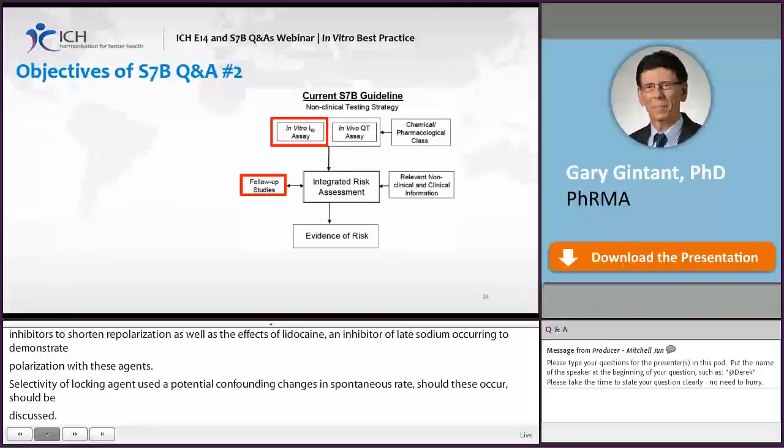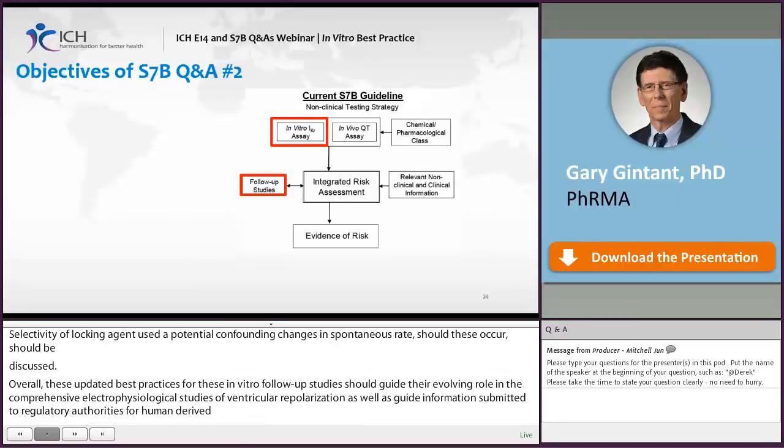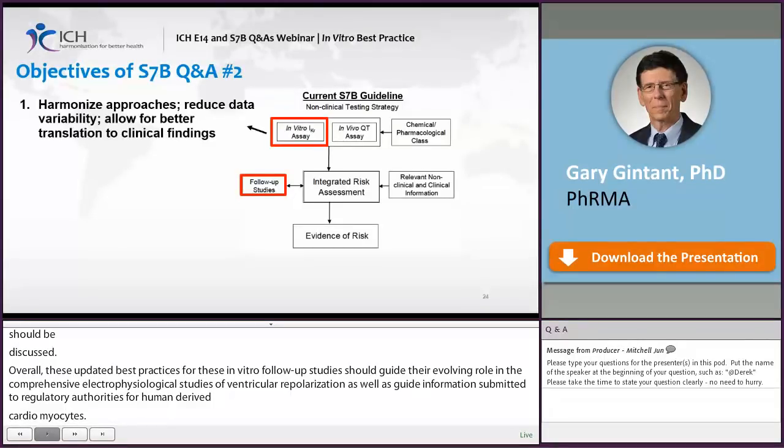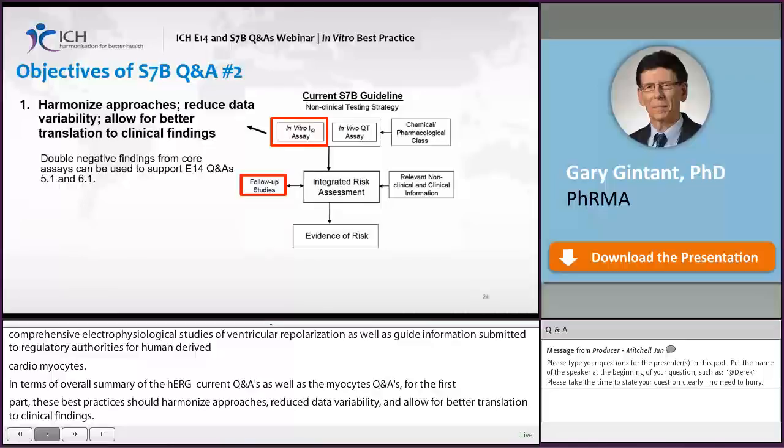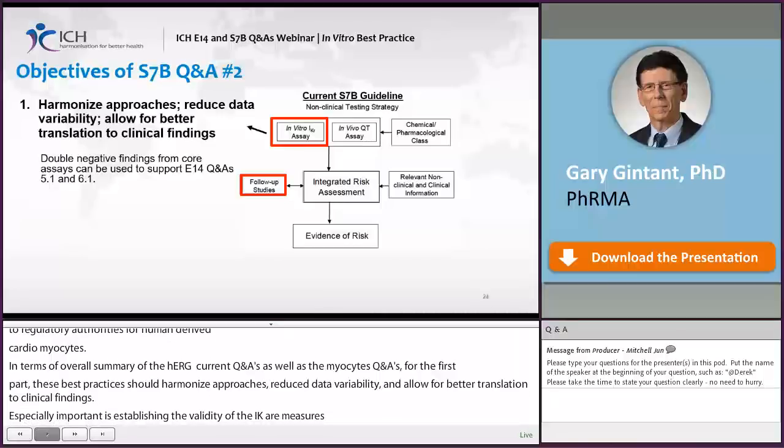In terms of an overall summary of the hERG current Q&As as well as the myocyte Q&As, for the first part, for the ion current measurements, these best practices should harmonize approaches, reduce data variability, and allow for better translation to clinical findings. Especially important is establishing the validity of the IKr measures in cases where one is supporting the double negative findings from core assays used to support the E14 Q&As 5.1 and 6.1.